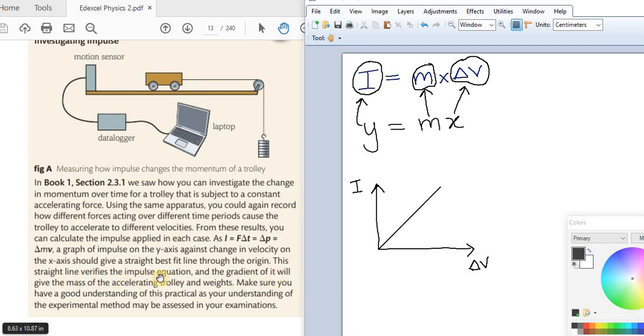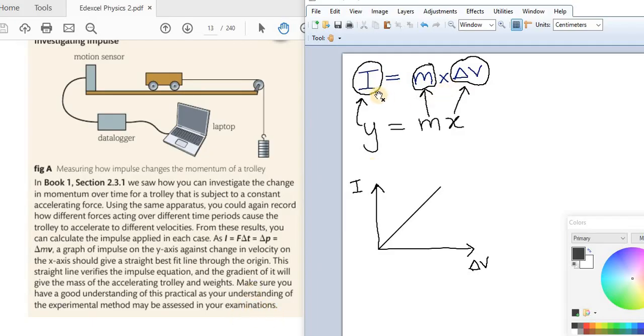The straight line verifies the impulse equation, and the gradient of it will give the mass of the accelerating trolley and its weights. Make sure you have a good understanding of this practical, as your understanding of the experimental method may be assessed in your examinations. This is what I mentioned in unit 6. They can test you on this.